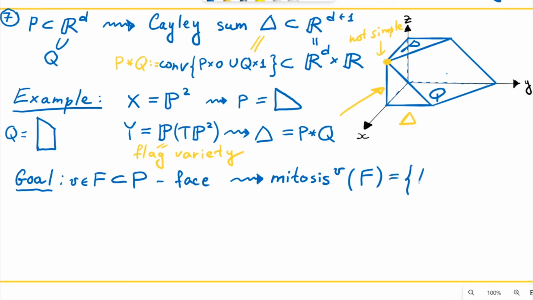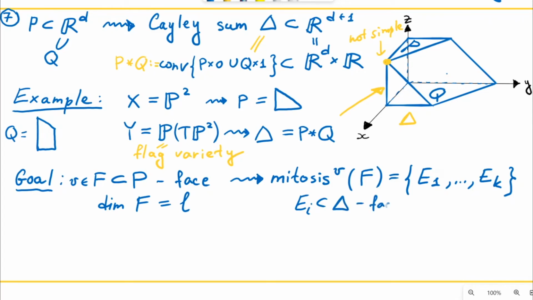So my goal is to define the mitosis operation. In convex geometric terms, that means that for any face F of the polytope P, and I assume that P is embedded in Delta as a facet, I will define a collection of faces E1, and so on, Ek, whose dimension is greater by 1 than the dimension of F. And I also assume that all these faces contain a fixed vertex of P. So I fix the vertex V, and the mitosis operation will depend on V.